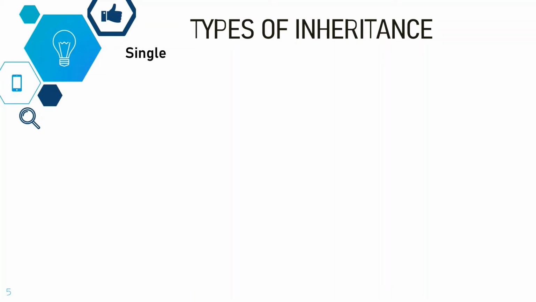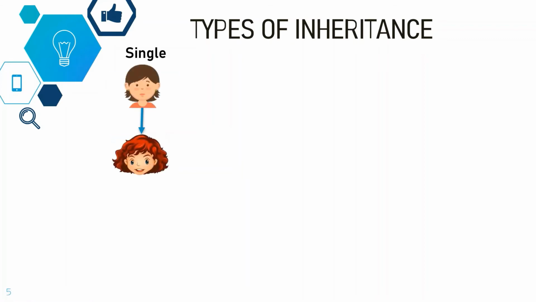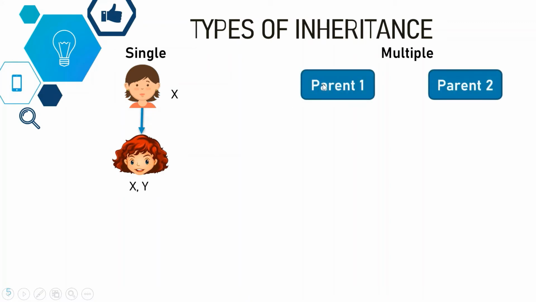So the most simple and basic type of inheritance is single inheritance, wherein you have a single parent class which is inherited by one or more child classes. And a real life example of single inheritance would be a daughter inheriting properties or qualities from her mother. So if a mother has a quality X, the daughter will also have that quality X along with her own unique qualities.